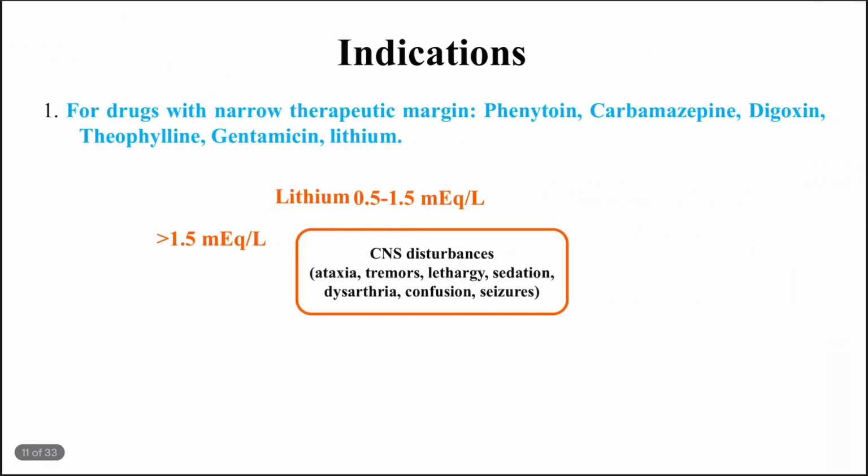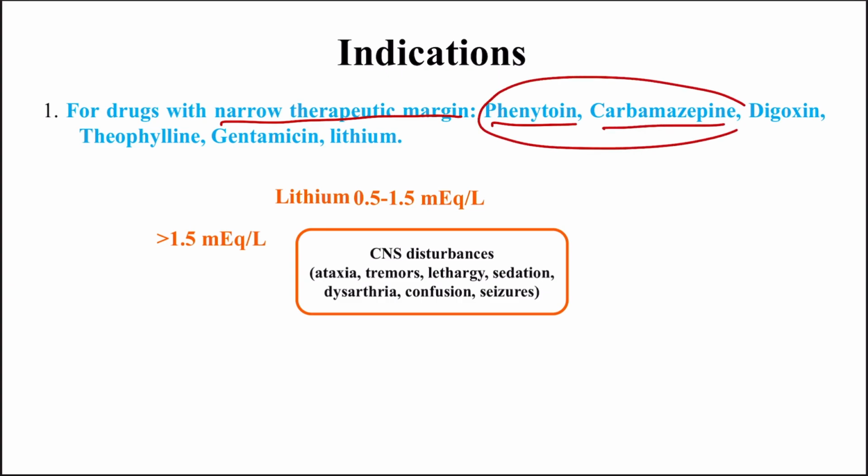Now coming to the indications of therapeutic drug monitoring. So it is done for the drugs with narrow therapeutic range, as I have already mentioned the names. You can remember phenytoin, carbamazepine, that is anti-epileptic drugs. Then we have digoxin. Then we have antibiotics like gentamicin. Then we have lithium, which is used in bipolar disorder, and theophylline.